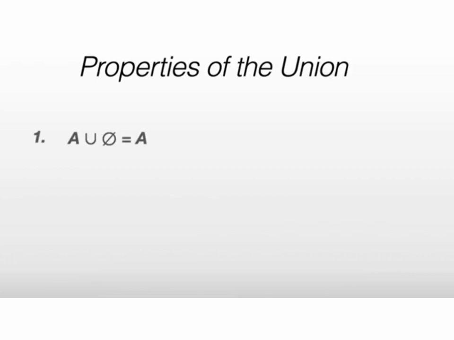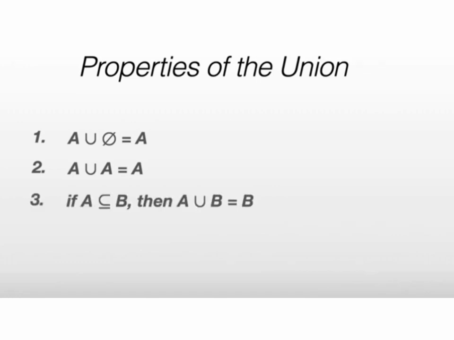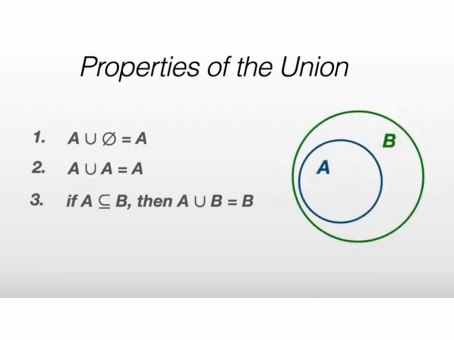Let's look at some properties of the union. Firstly, the union of any set A with the empty set is just A, since the empty set has no elements. We have a similar situation with taking the union of any set A with itself, which just gives A. If A is a subset of B, then the union of A and B is just B, because all of the elements in A are already in B, and so we don't add anything new to the union.